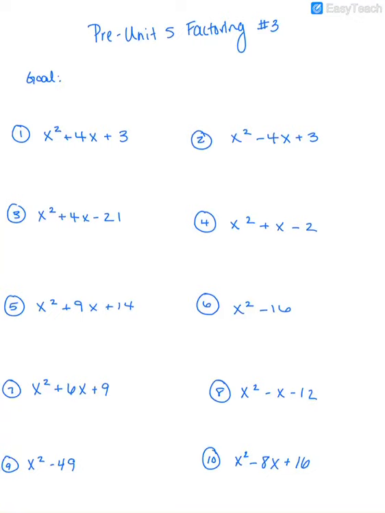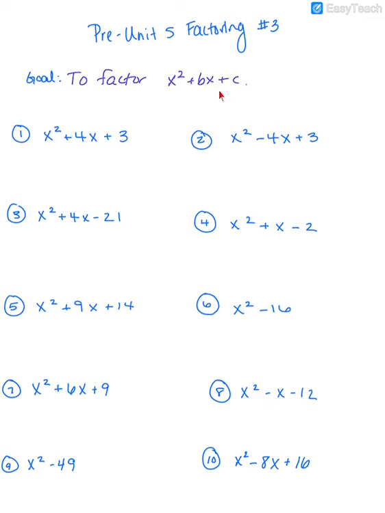All right, so we're going to start our last set of factoring notes. And our goal for these notes is to factor x squared plus bx plus c. So we're going to factor a trinomial, meaning 3 terms. So 1, 2, 3 terms.